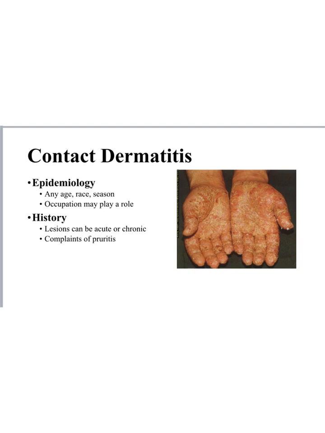So, who gets this? Anyone can get this. It's important to ask questions about where people have been, what do they do, what have they been exposed to, to try to help them to identify what it is that's caused this. But it knows no race, age, or season. And the most common complaint that people are going to present with is going to be complaints of pruritus, which is a word for itching.